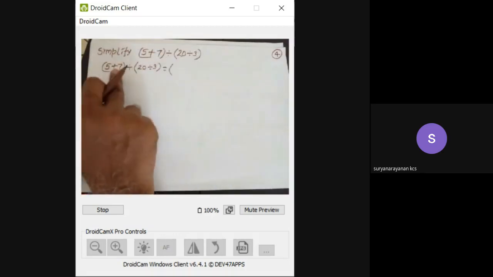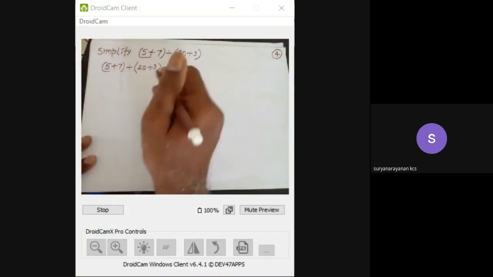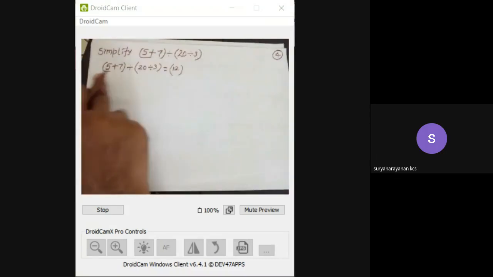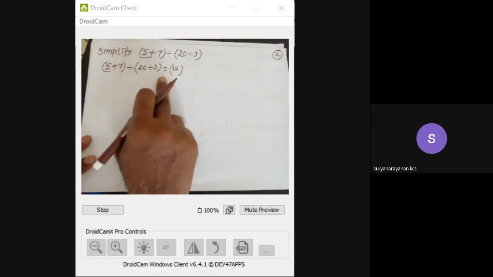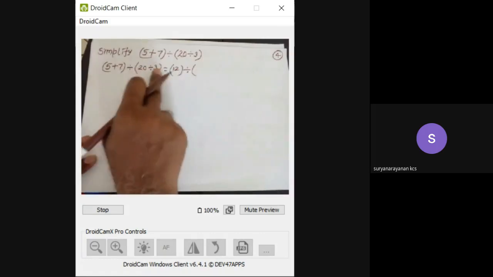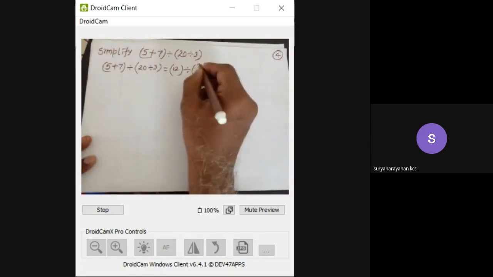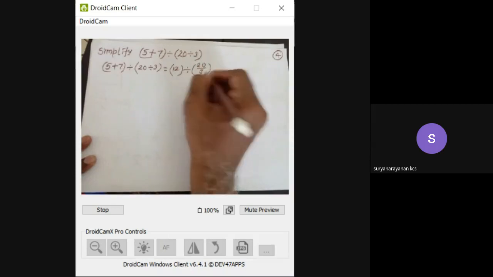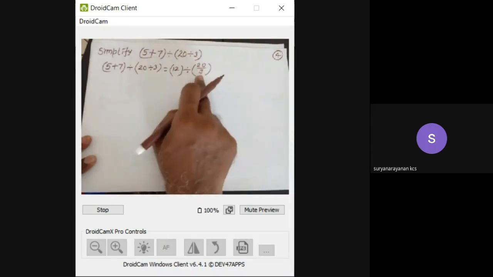So, what will you get after simplifying these 2 numbers in the first small brackets? 12. Yes or no? 5 plus 7. Yes, very good. Shanti, very good, 12. Yes or no? Very good. Nikita, 12. Divided by, here also let us simplify these 2 numbers. 20 divided by 3. How do you write? 20 by 3. That is, write this number as a fraction.